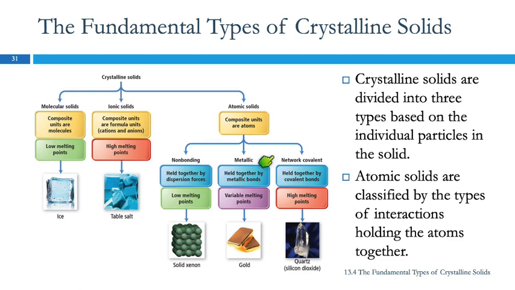And then we have network covalent solids. So here we have atoms that are held together by covalent bonds. So these are also going to have high melting points because, again, the forces that hold these atoms together are very strong. Quartz is an example of a network covalent solid.